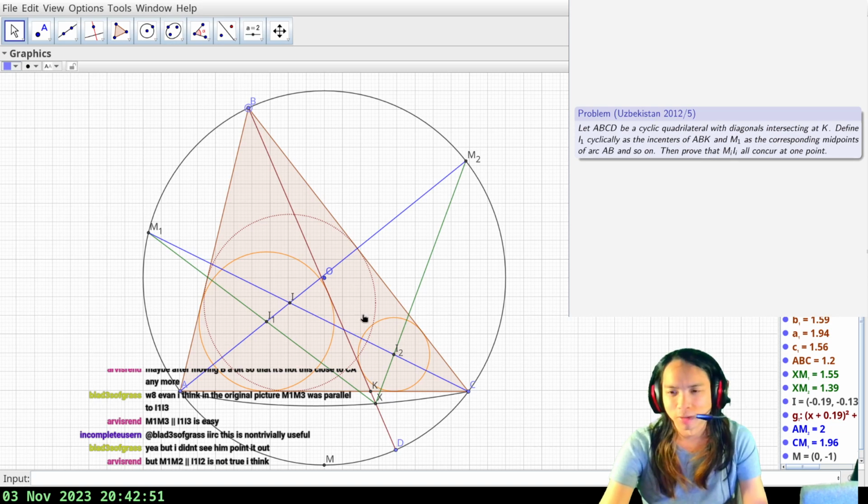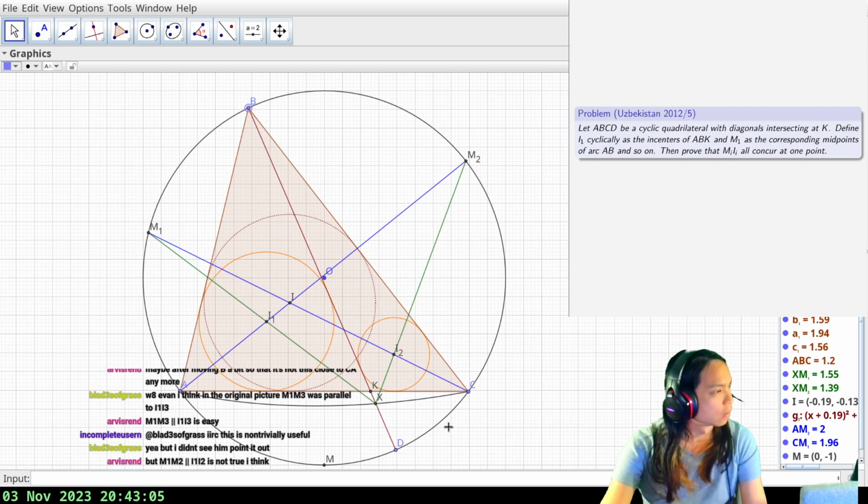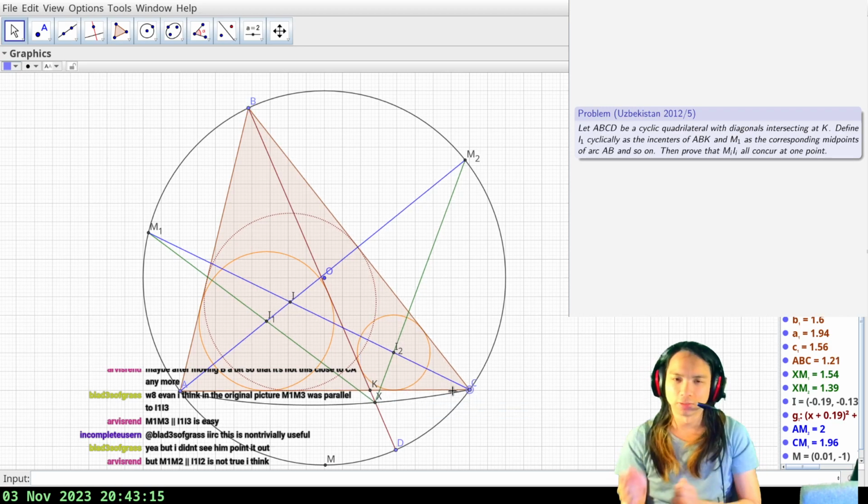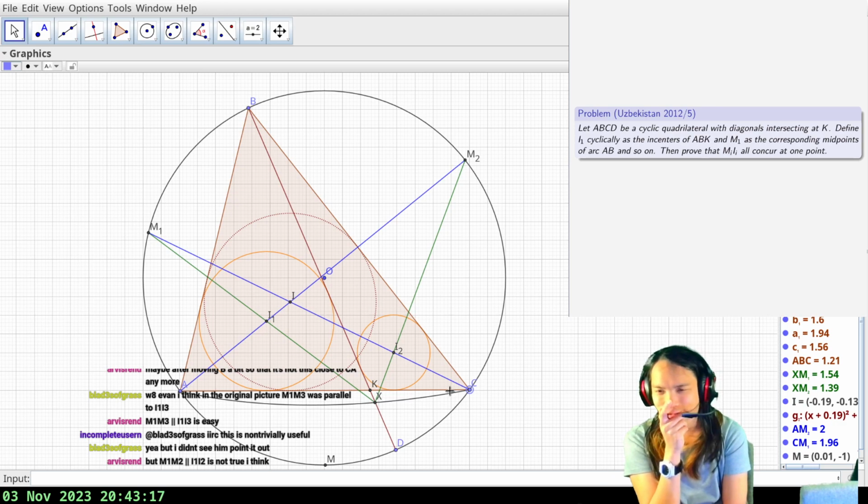M1, M3 is parallel to I1, I3. Yeah, I believe you, because M3 is this arc midpoint here, right? Well, yeah, M1, M2, because I1, I3, the point is that it's the angle bisector of the line between the two red things. Are you telling me I have to actually bring M3 back? If so, I would be really sad.